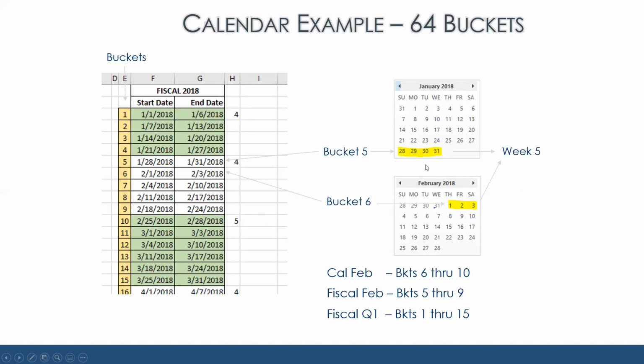As an example, to create calendar February, that would be weeks 6 through 10. But for fiscal period, or at least what I'm calling fiscal period, starting for February, January 28th through February 24th, that would just be buckets 5 through 9. So understanding this bucket structure and how each of those time periods or buckets correspond to the dates, based on that Excel file that you put together, it's really easy to see.